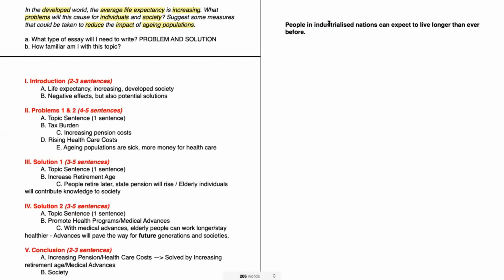I see industrialized nations, which is very similar to the developed world. It's an excellent synonym. Keep in mind that I have used the British spelling. You could also write this with a Z. All right, so that is my rewritten question. People in industrialized nations can expect to live longer than ever before. It's very similar to in the developed world, the average life expectancy is increasing. Perfect. I have set the scene for my essay.